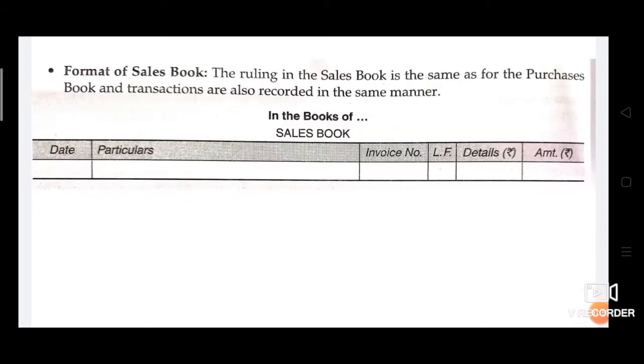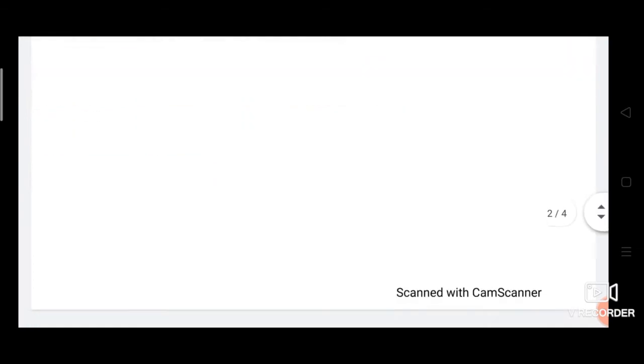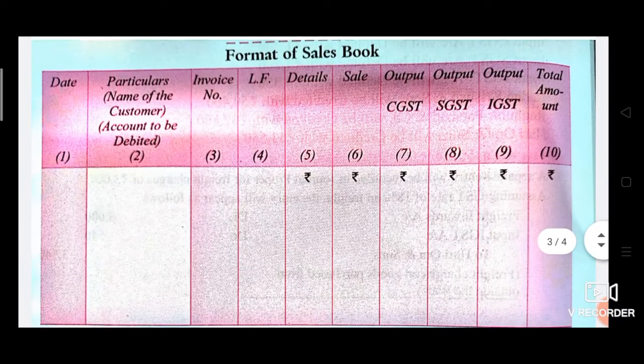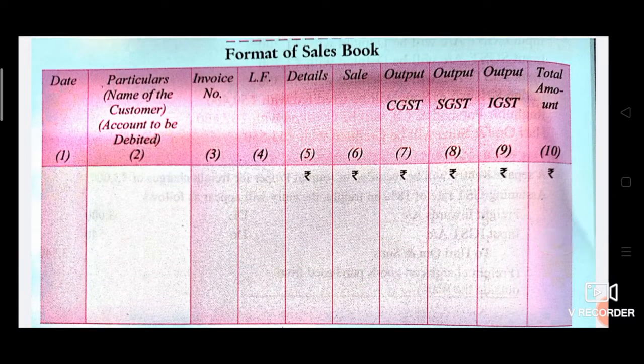Okay, this is the regular format of sales book, just like purchase book. In simple problems you have to draw this format: date, particulars, invoice number, LF, details to make the calculations, and amount. But sometimes there will be problems including GST.